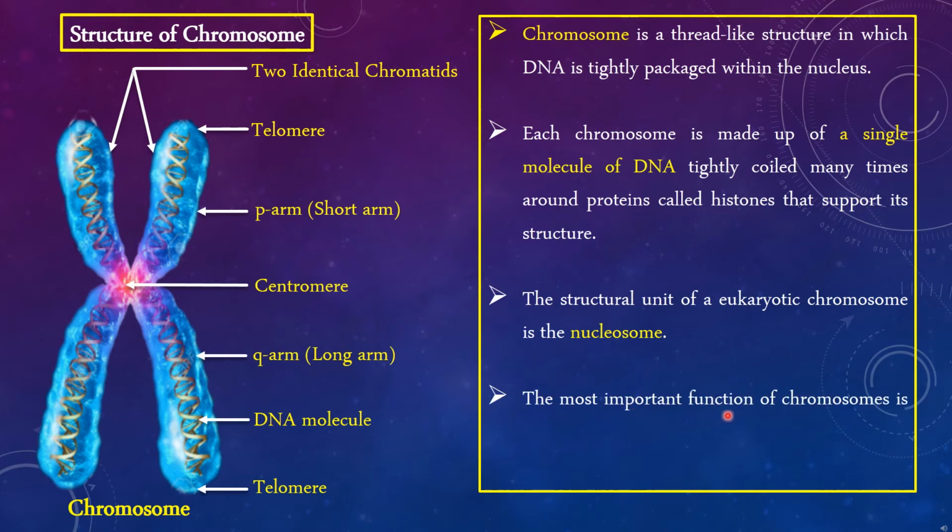The most important function of chromosomes is to carry the basic genetic material DNA from parents to progeny. And dear students, you can see the DNA molecule inside the chromosome, and you also know DNA carries the traits from parents to progeny. That means parents to son or daughter, that means next generation.